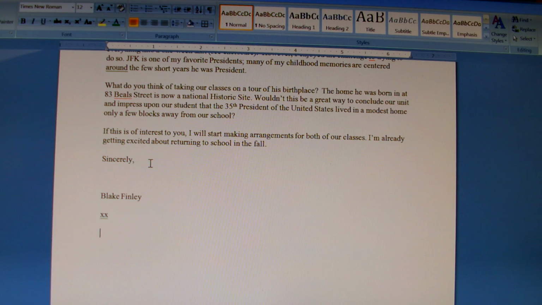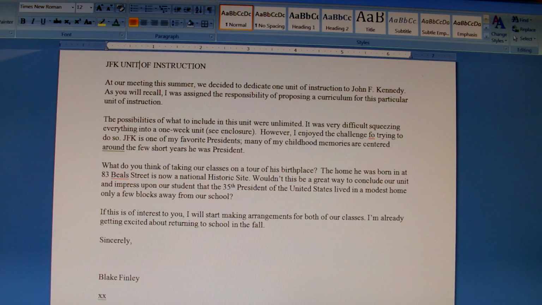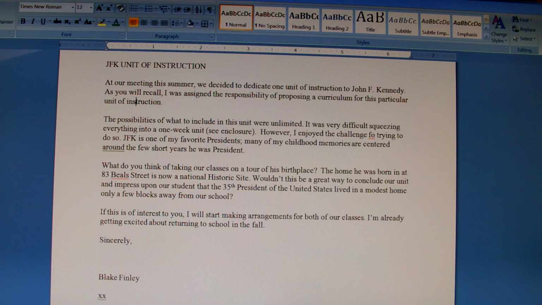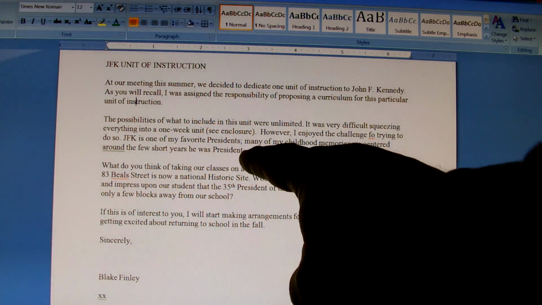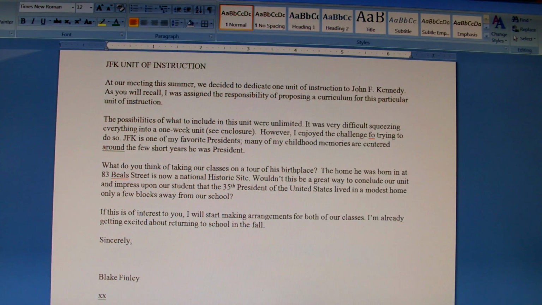Now the enclosure notation is just the word Enclosure, and all it does is tell you that you are going to enclose something in the envelope with the letter. Now this will always be referenced in the body of the letter. So if I come up here, you'll see in the second paragraph it says, it was very difficult squeezing everything into a 1-week unit. See enclosure. See right here it talks about an enclosure? Well, that tells you that I'm going to enclose something with the letter into the envelope. So I'm going to put an enclosure notation down here.